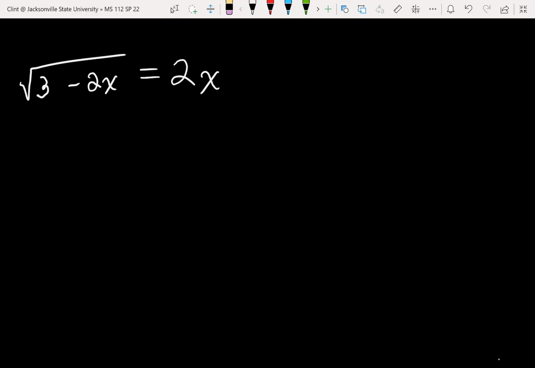The square root of 30 minus 2x underneath the radical, and that equals 2x. So in this one, we've already got the radical by itself, so we don't have to worry about that part. We can just worry about canceling it out. Again, it's a square root, so we can square both sides. On the left side, the square cancels out the square root, so it just leaves us with 30 minus 2x.